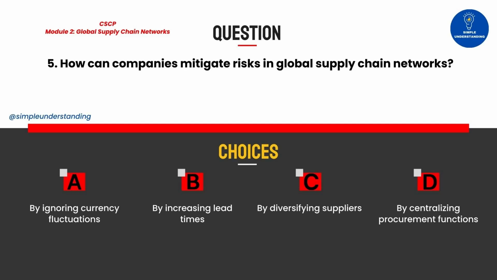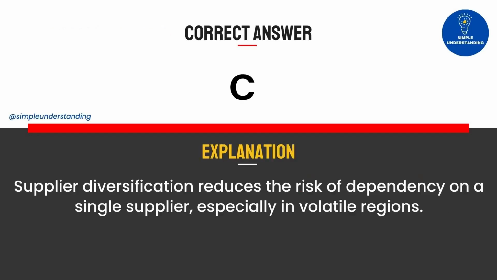5. How can companies mitigate risks in global supply chain networks? A. By ignoring currency fluctuations. B. By increasing lead times. C. By diversifying suppliers. D. By centralizing procurement functions. Correct answer C. Explanation. Supplier diversification reduces the risk of dependency on a single supplier, especially in volatile regions.